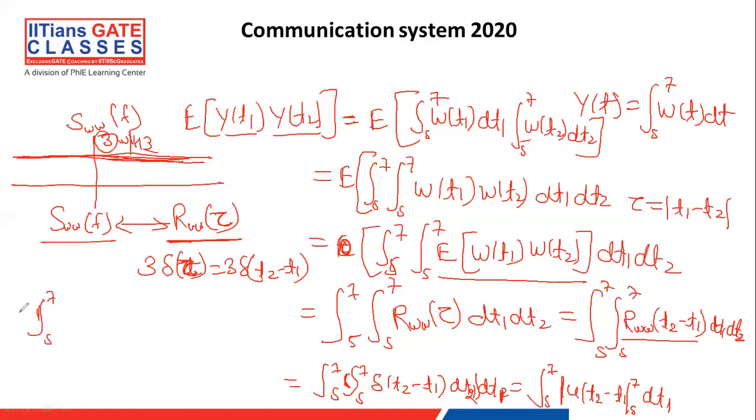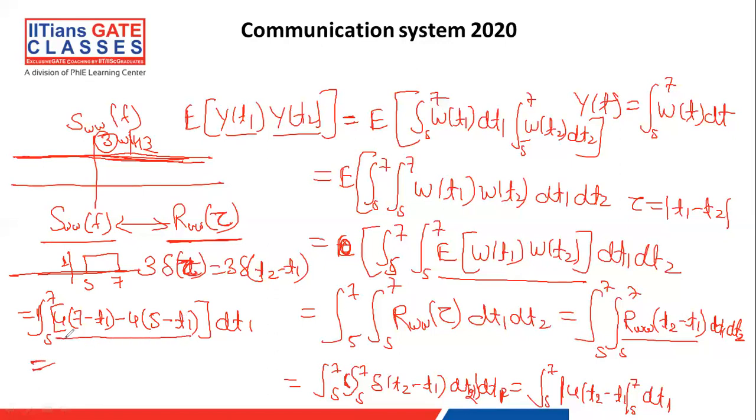So here I will get the integration from 5 to 7 of u(7 minus t1) minus u(5 minus t1) dt1. Now this is u(7 minus t1), this is u(5 minus t1). If you plot this complete signal, it will be something like this: from 5 to 7, its value is 1. For the rest of the time, the value is 0. So this value will be 1 only for 5 to 7.